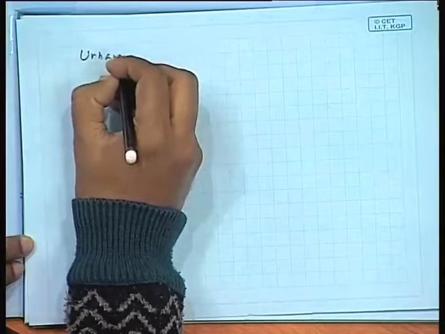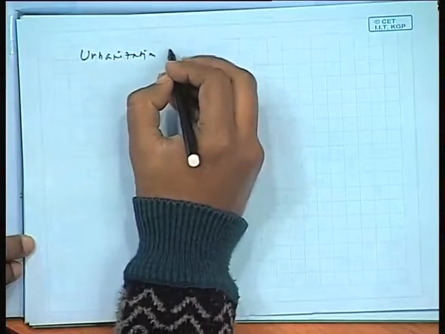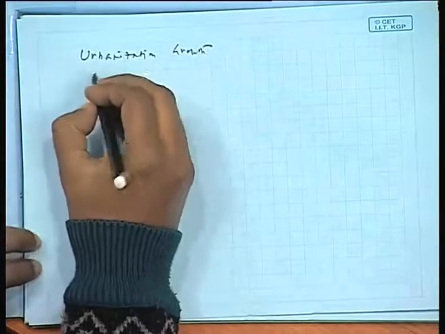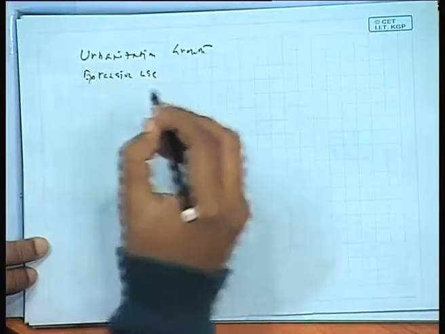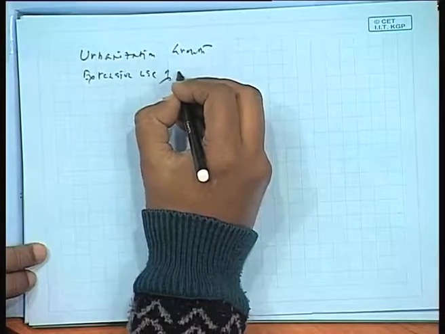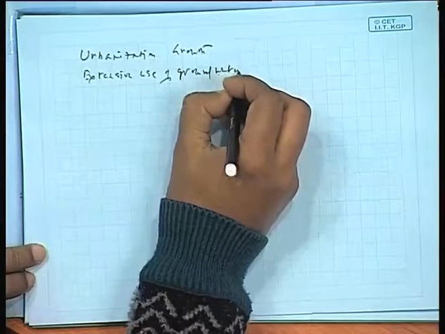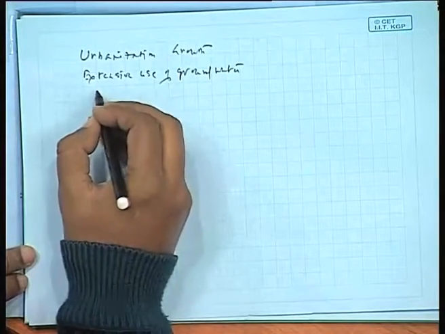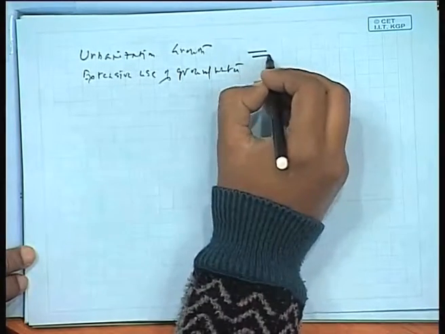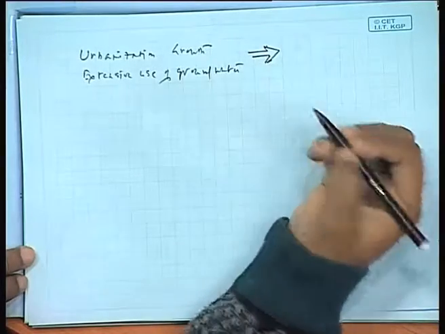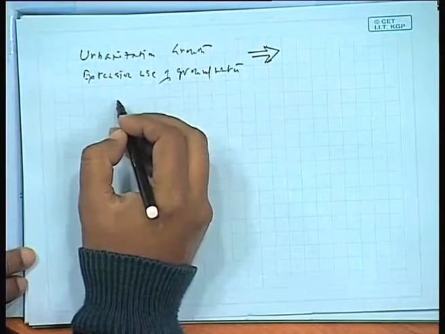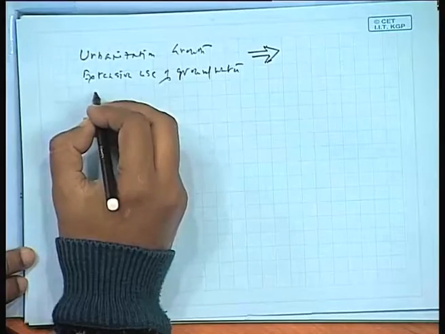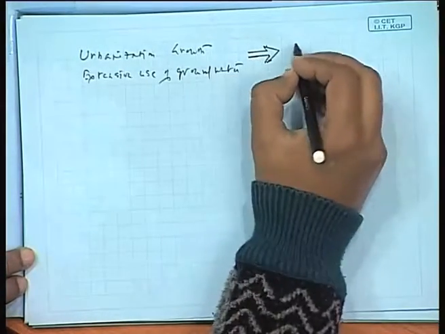urbanization has taken place. So urbanization growth, then extensive use of groundwater, is leading to many other things as well. Urbanization growth and extensive use of groundwater are all leading to contamination.